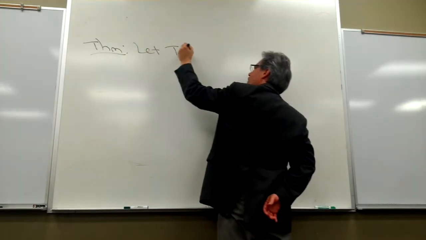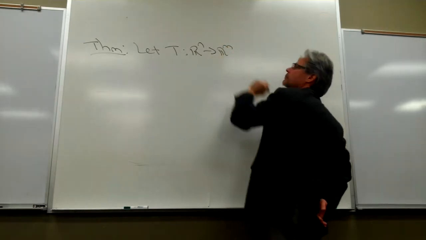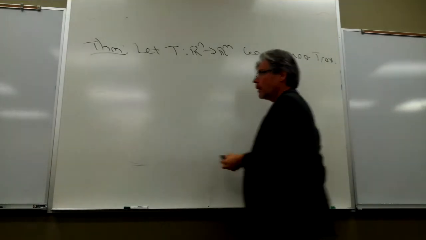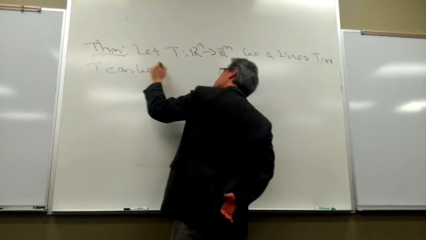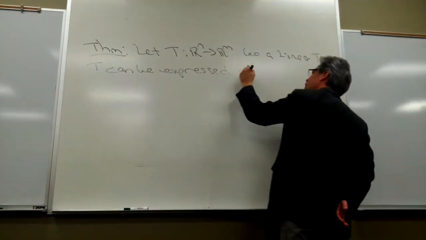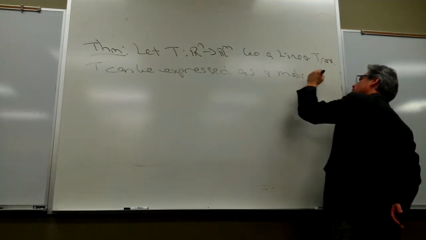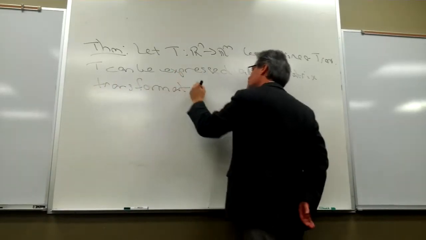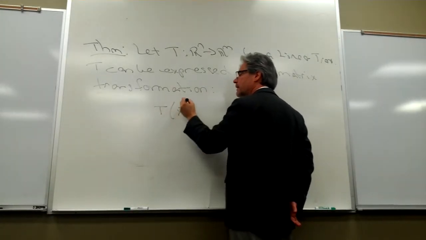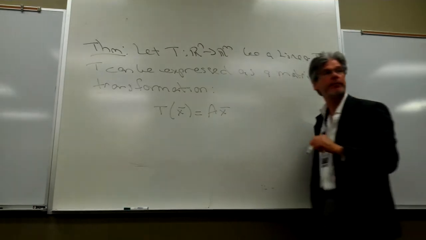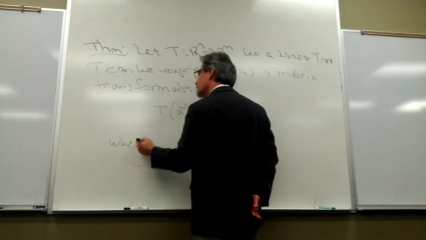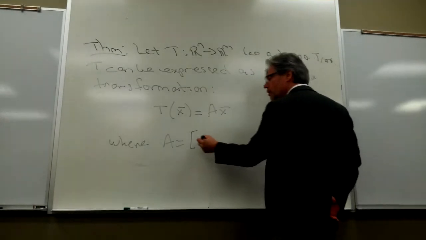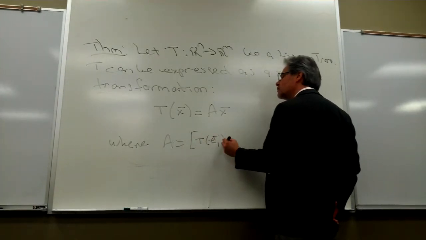Let's you and I consider a linear transformation, say from Rn to Rm. T can be expressed as a matrix transformation in the following fashion: T of anything like an x bar can be interpreted as nothing more than some matrix A times x bar, where this matrix A is an m by n matrix in which, column by column, I've got the transformation of these standard unit vectors.